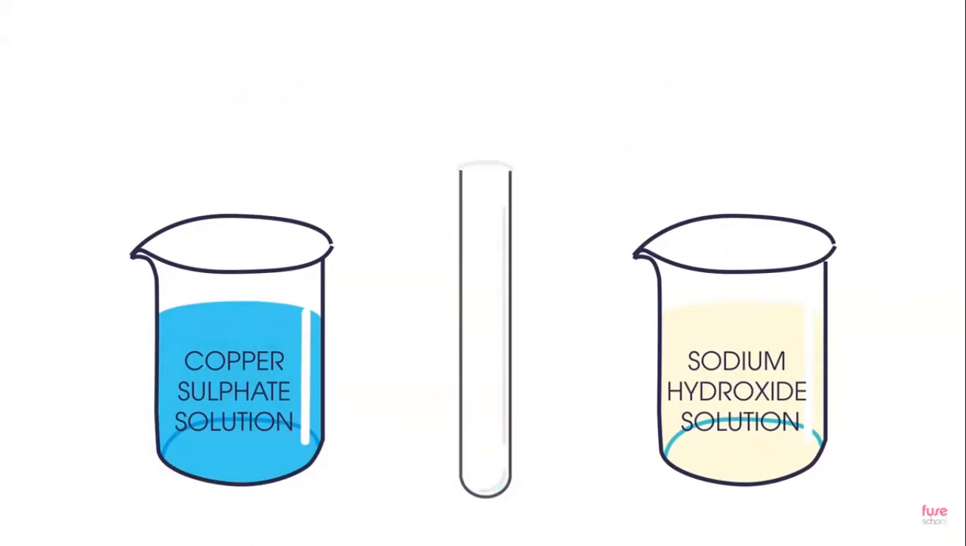To begin the first experiment, first make a solution of the food sample by dissolving it in some water. You may need to grind it up first with a pestle and mortar.